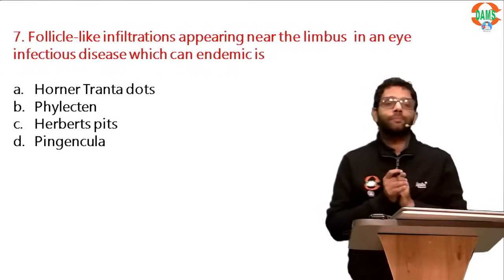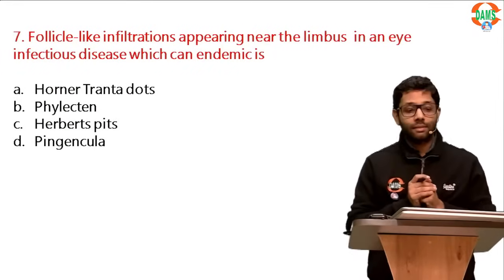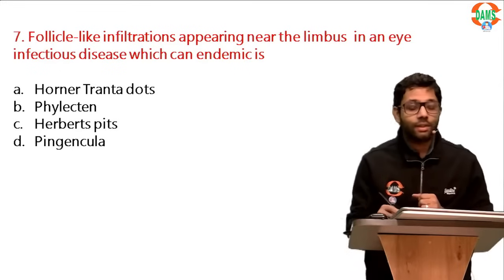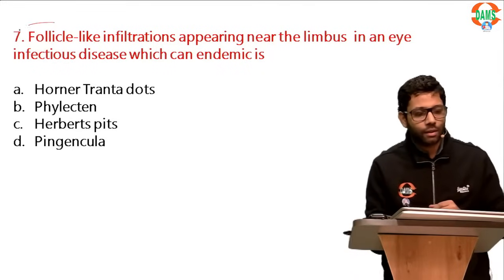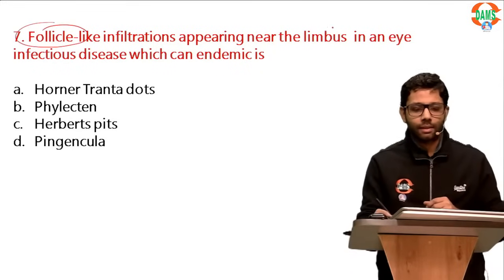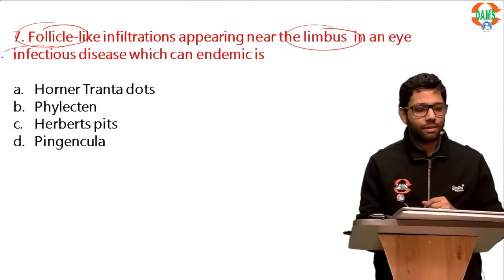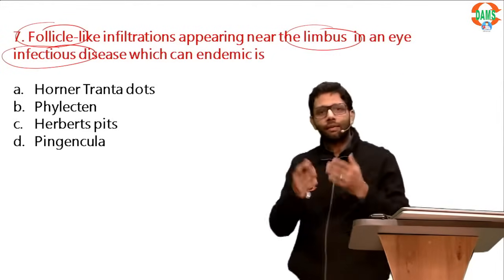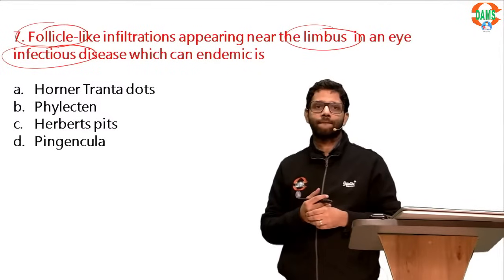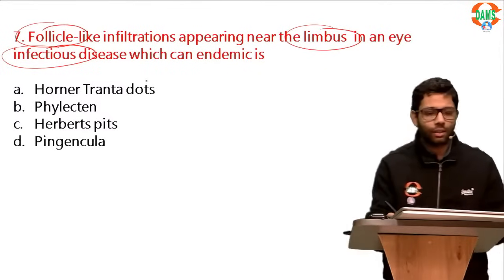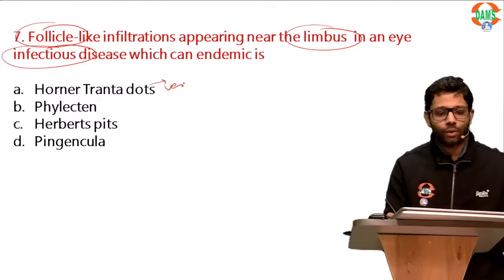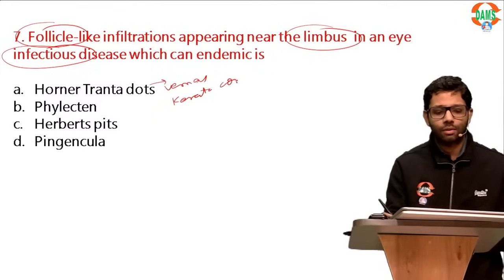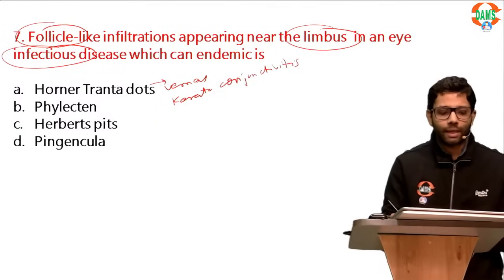All right, next. What are the keywords? Keyword is follicle, another is near the limbus, and another is infectious disease. Infectious disease gave you the answer here. Horner-Trantas dots are in vernal keratoconjunctivitis. Is it infection? It is an allergic response. And an allergic response has more papillae. So that is not the answer.